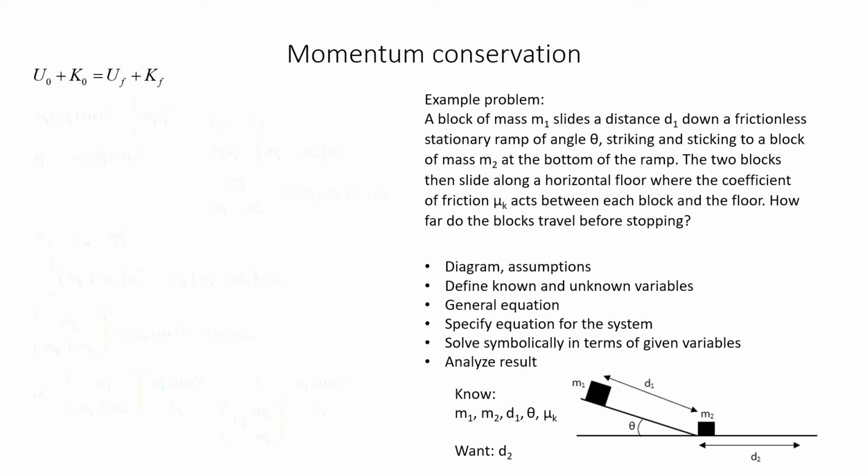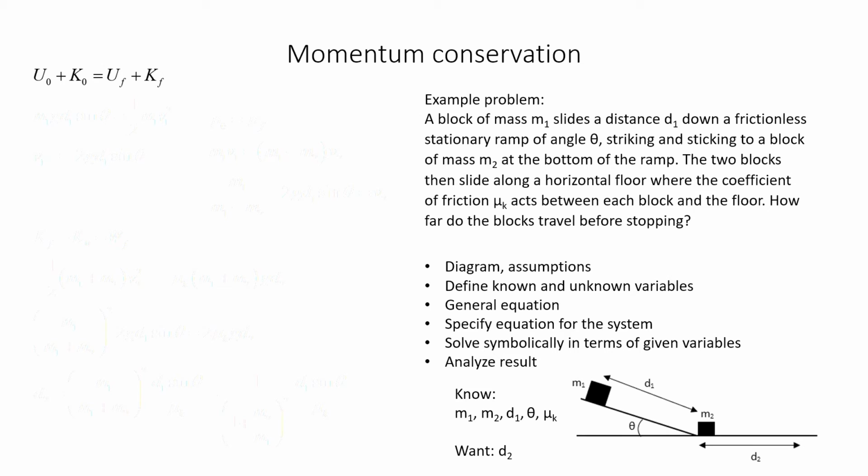We want to develop a strategy for solving this problem. We can't do the whole problem as conservation of energy, because there's some unknown amount of energy involved in sticking the two masses together. What I can do is use conservation of energy to find out the final velocity of m1 when it reaches the bottom of the ramp. Then I can use conservation of momentum when the two masses stick together, giving me the velocity when they start to slide. And then I can use an energy approach to find out how far they've slid.